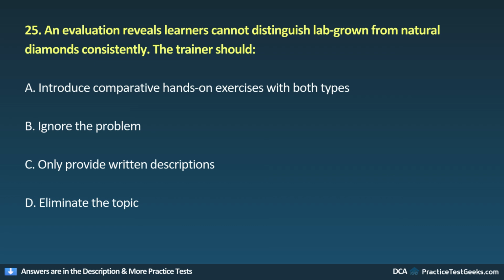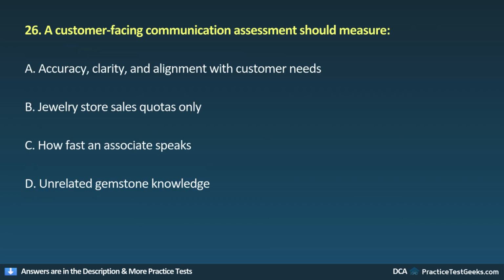25. An evaluation reveals learners cannot distinguish lab-grown from natural diamonds consistently. The trainer should A. Introduce comparative hands-on exercises with both types. B. Ignore the problem. C. Only provide written descriptions. D. Eliminate the topic.